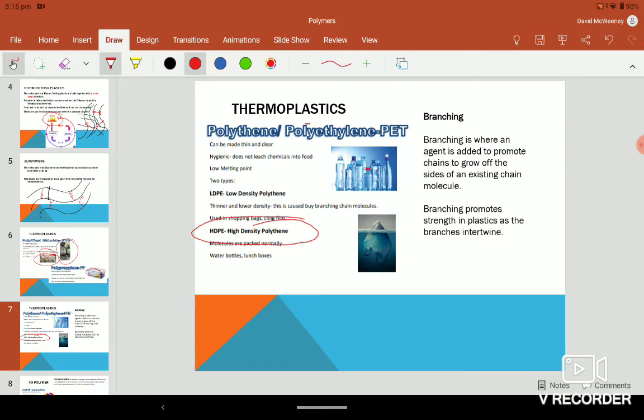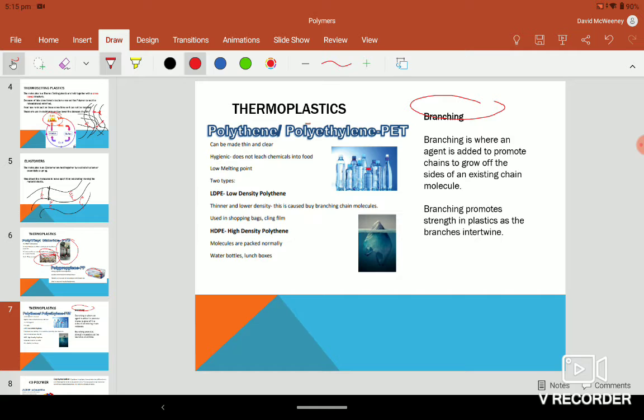Low density polyethylene is lighter, thinner and lower density. This is caused by branching. I'll go through branching in a few minutes. And then you have high density polyethylene, where the molecules are packed normally. So water bottles, lunchboxes, things like that. Again, when I talk about lunchboxes, I'm talking about your disposable lunchboxes.